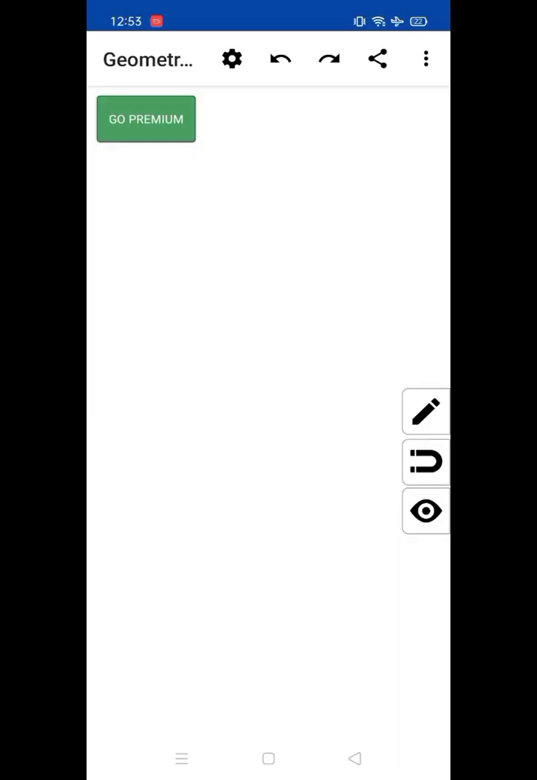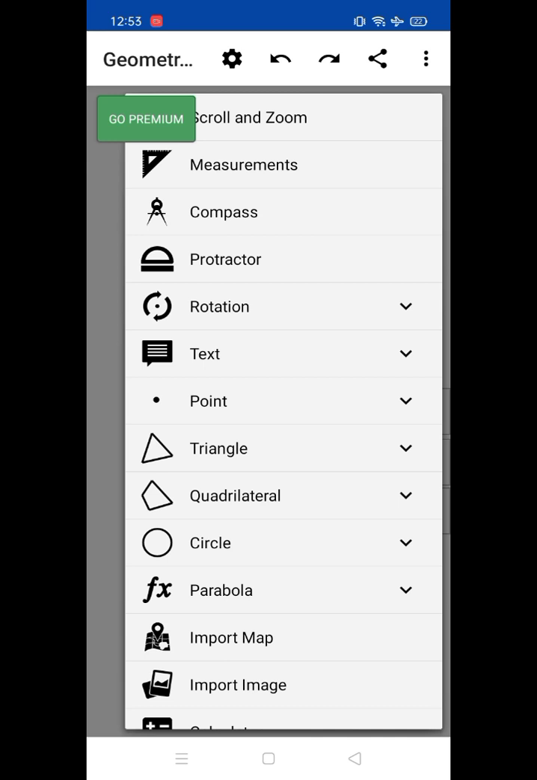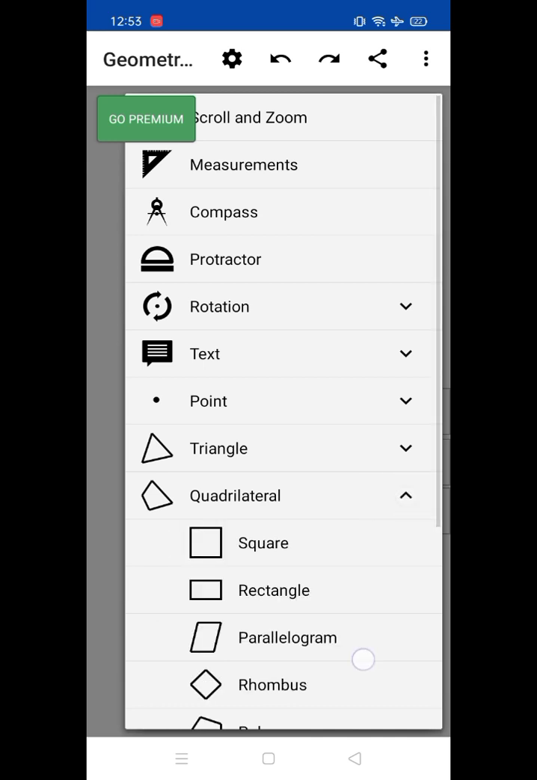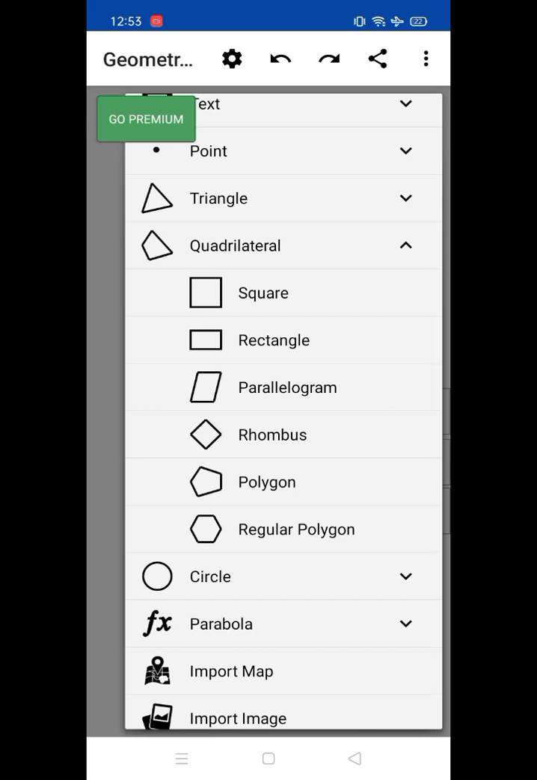To further discuss the quadrilaterals, I will make use of the geometry pad application. So to automatically draw a quadrilateral of any kind, we can just tap the pencil icon, which is found here at the right side, and find the quadrilateral section, this one, and here we can see many kinds of quadrilateral.